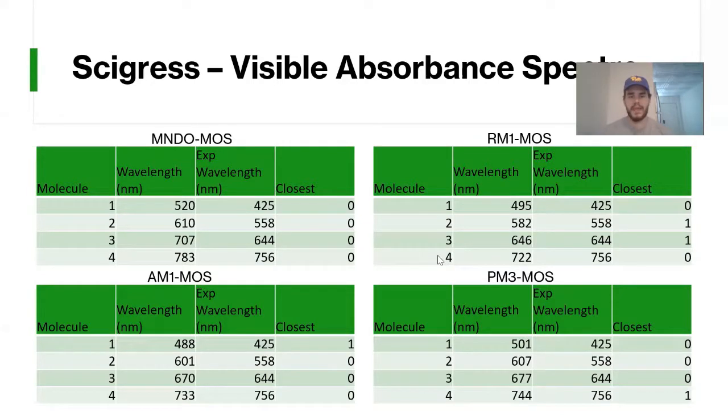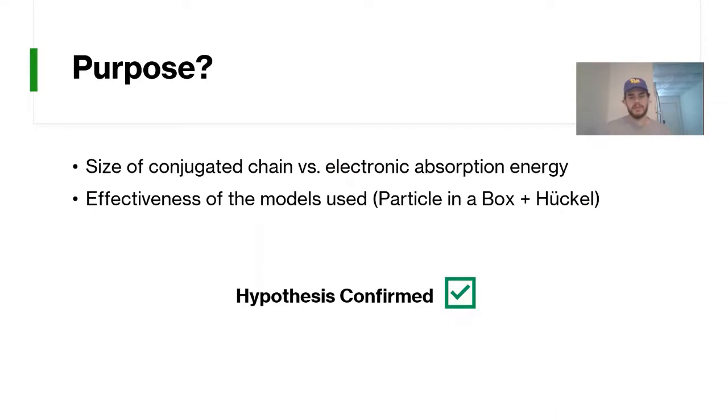It was found that the AM1 MOS model was best for the smallest molecule, and the PM3 MOS model was best for the largest molecule. The RM1 MOS model performed best overall. So what was the purpose of this experiment? This experiment helped us identify how the size of a conjugated chain would relate to the electronic absorption energy of the molecule. As the conjugated chain size increased, the absorption energy decreased, confirming the initial hypothesis.